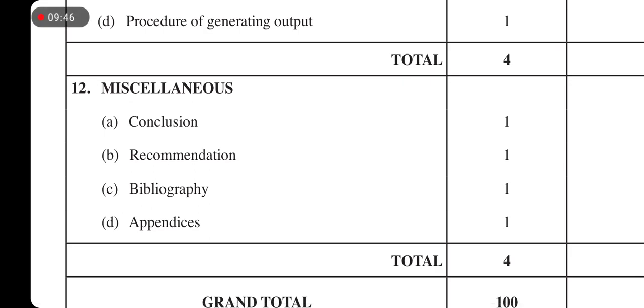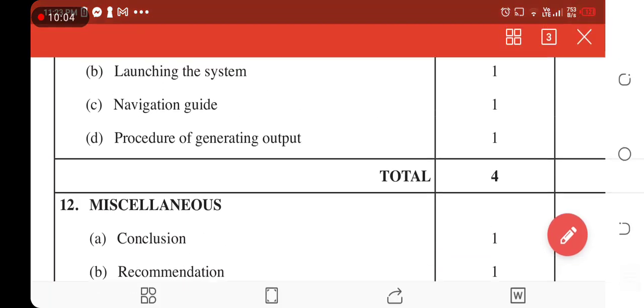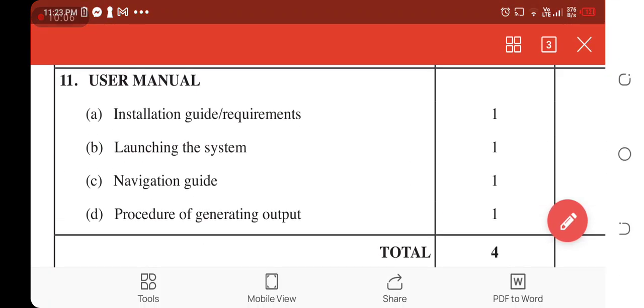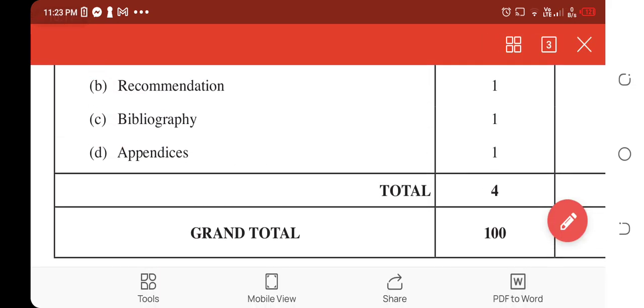You must conclude. Conclusion is there. Recommendation, what you recommend about your system, maybe to be improved by the coming developers. Then bibliography, then appendix. I'm sure from here you must score 80. If you're not that keen, if you follow this thing, from here you must score at least 80, and if the teacher is not mean, even 90. But if you follow what I've explained, you'll score well.